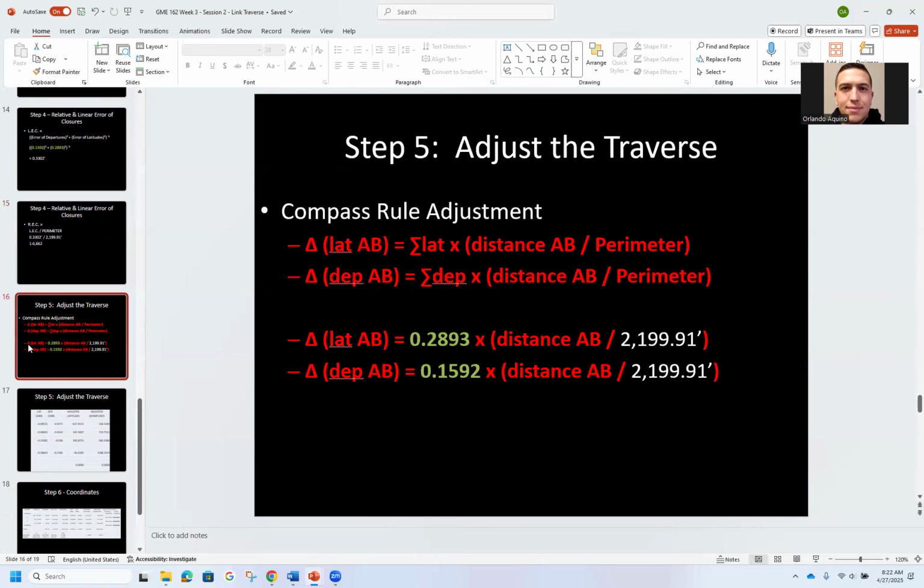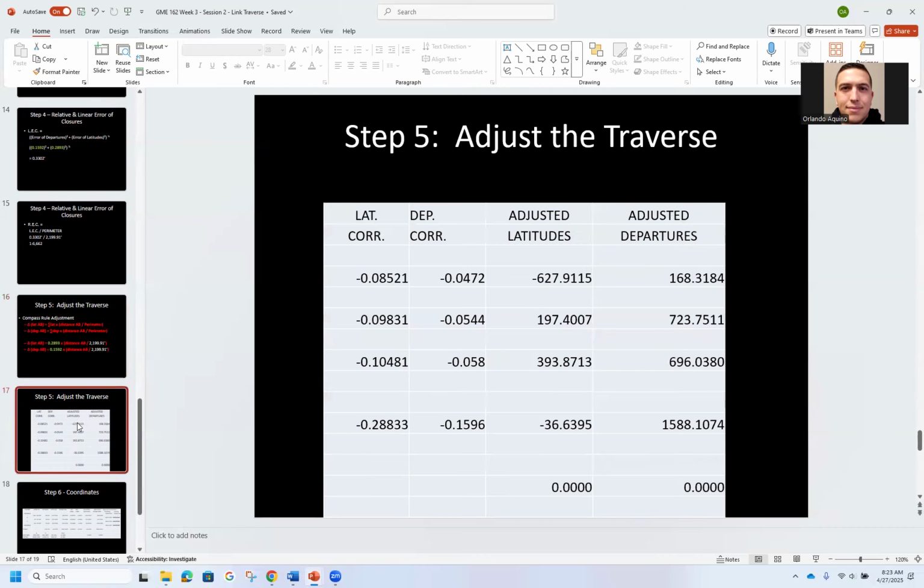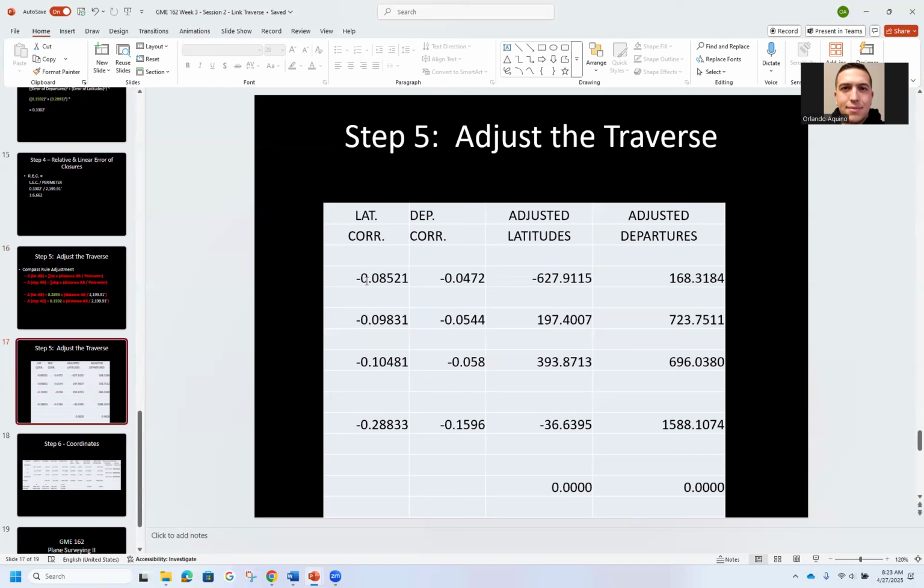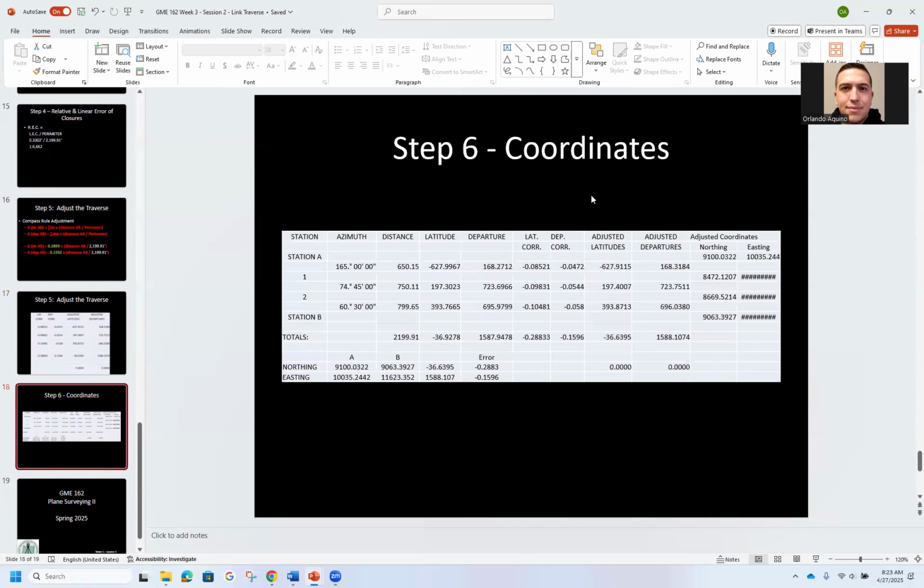All right. But continuing on, for step 5, you're going to take your delta of your latitude of AB, and that's going to be equal to the summation of latitude times the distance of AB divided by the perimeter. And then same thing for the departure. So again, you have that 0.2893 times your distance of AB divided by the perimeter. Same thing for the departure, right? And then you would get these latitude corrections right here. You could apply this latitude correction to your adjusted latitude, and apply this departure correction to your adjusted departure. And then you would add up those guys.